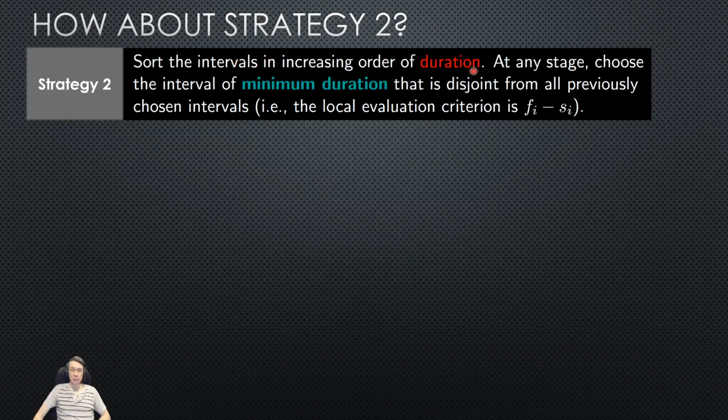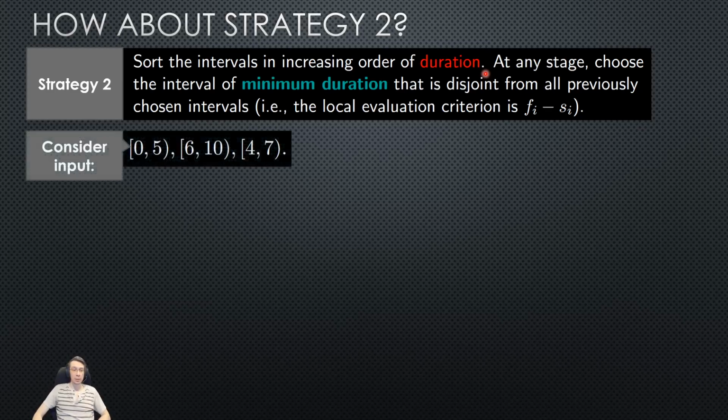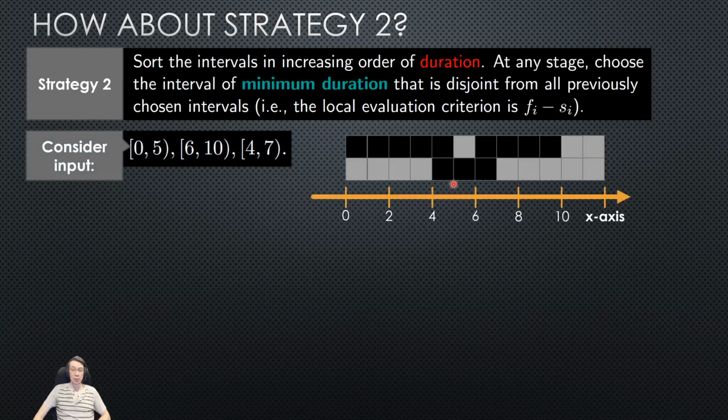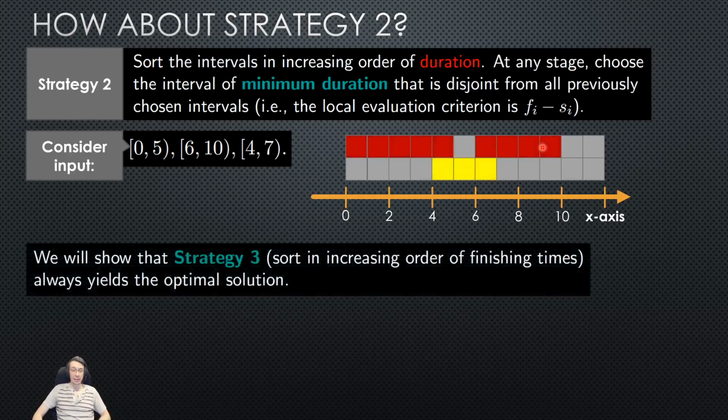Okay, how about strategy number two? If we sort the intervals in increasing order of duration, can you make it bad for me to pick the shortest meeting? Well, it turns out you can. All you have to do is make the shortest meeting prevent the choice of a bunch of other meetings that are longer. So in this example, the meeting from 4 to 7 prevents me from scheduling 0 to 5 and 6 to 10. I could schedule 2 when I'm only going to schedule 1. That's bad. Now, strategy 3, where we sort in increasing order of finishing times, actually always yields the optimal solution.